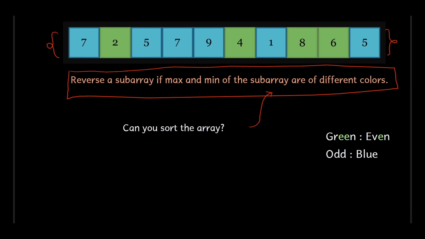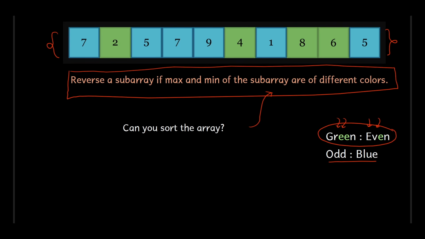So the description says that you are given an array and let us color all the even elements in green. Just so that you remember, even has two e's, and that's why I have colored all the even elements in green. So 2, 4, 8 and 6 are colored in green. And let us color all the odd elements in blue color.